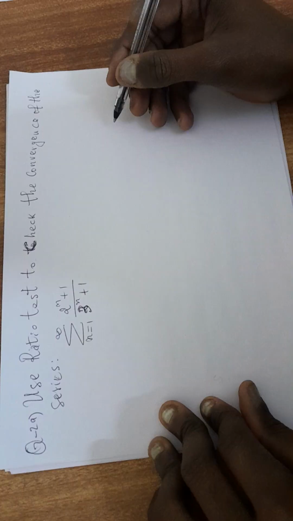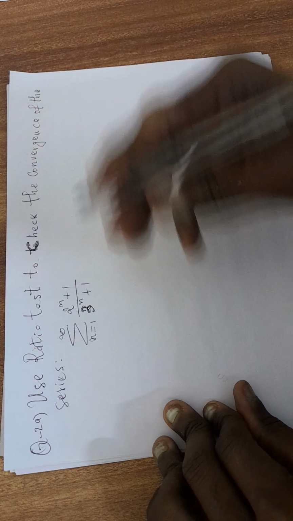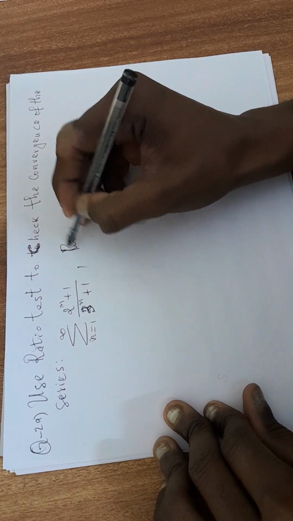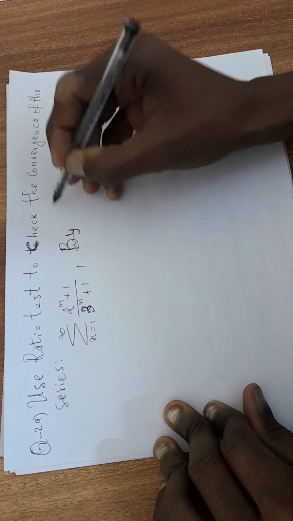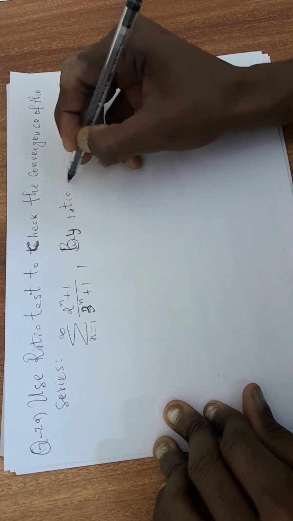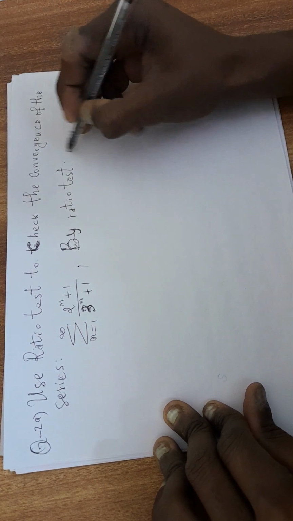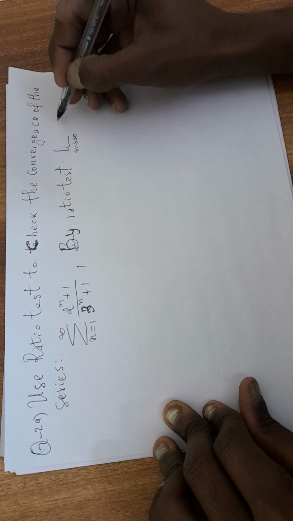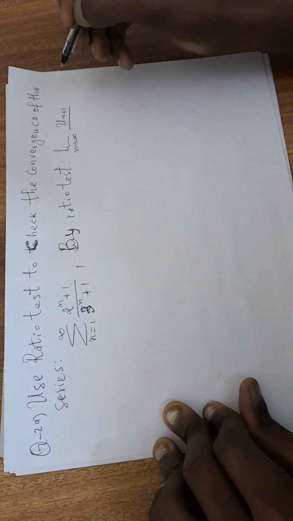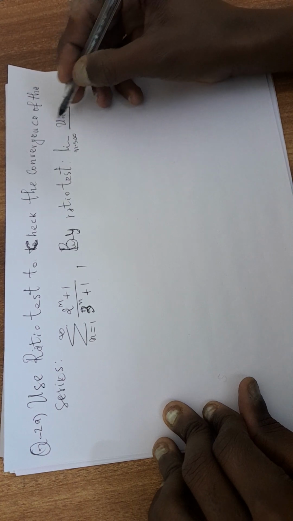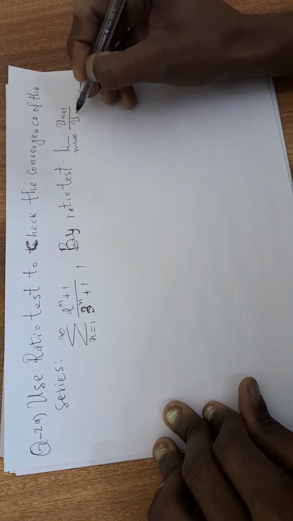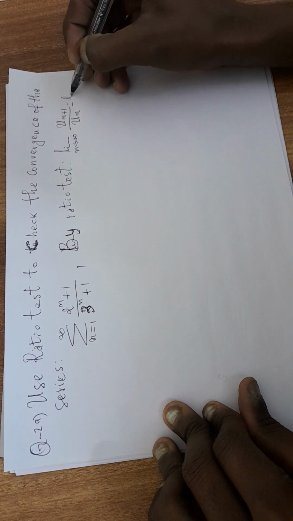Now what do we have to do here? They asked us to apply the ratio test. By the ratio test, we know that we have this expression: the limit as n goes to infinity of u(n+1) over u(n). It is the ratio between one term and its antecedent, the term that comes before it. Let this limit be equal to L.